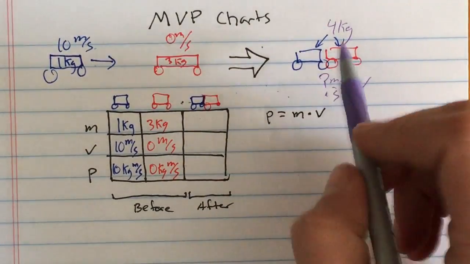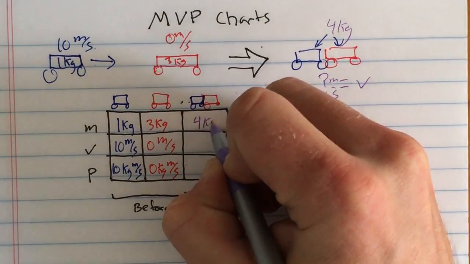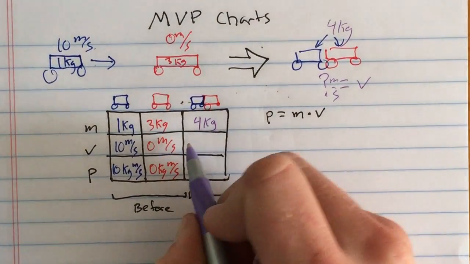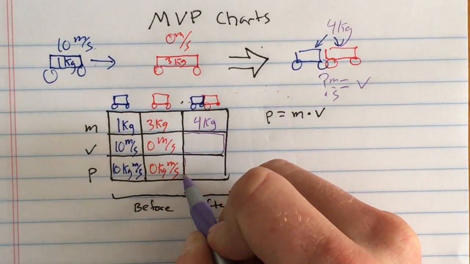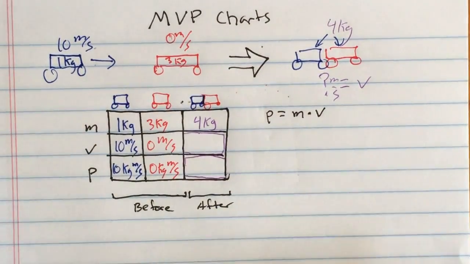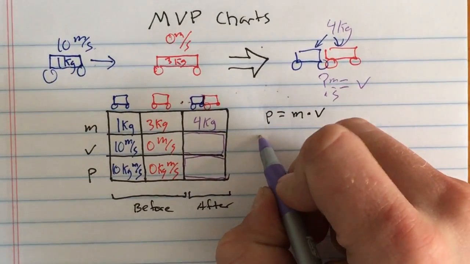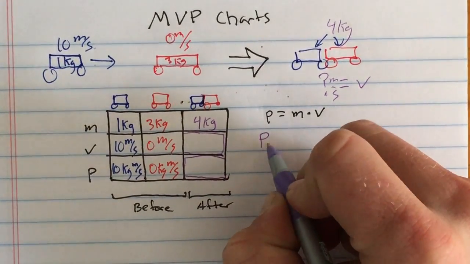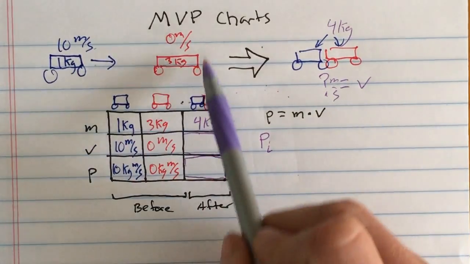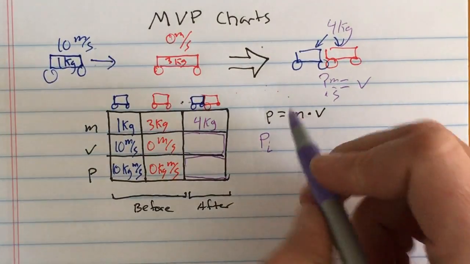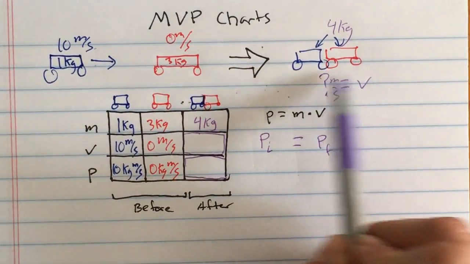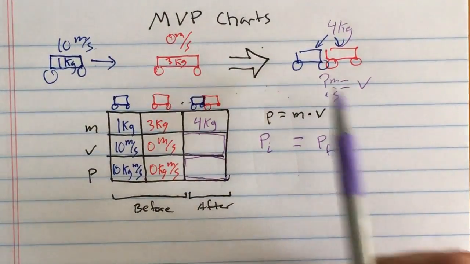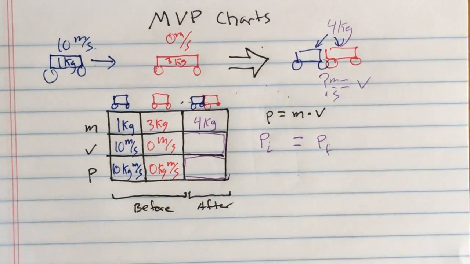We know that the combined mass is 4 kilograms. We're going to try to figure out this box right here. And we can also figure out this box. Now, how do we figure out this box? Well, we know that the initial momentum of the system before the collision is always going to equal the momentum after the collision. That's the conservation of momentum.